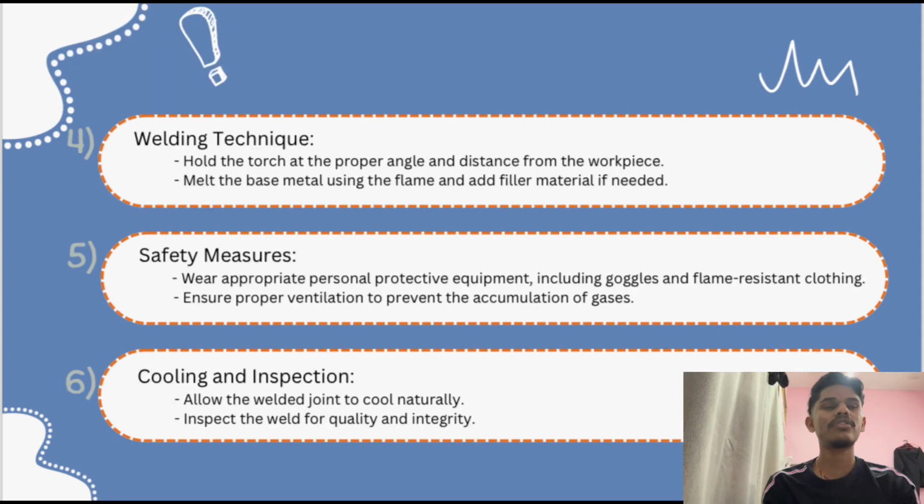The fourth is welding technique. Hold the torch at the proper angle and distance from the workpiece. Then melt the base metal using the flame and add filler material if needed. Fifth, safety measures. Wear appropriate personal protective equipment, including goggles and flame resistant clothing. Ensure proper ventilation to prevent the accumulation of gases.